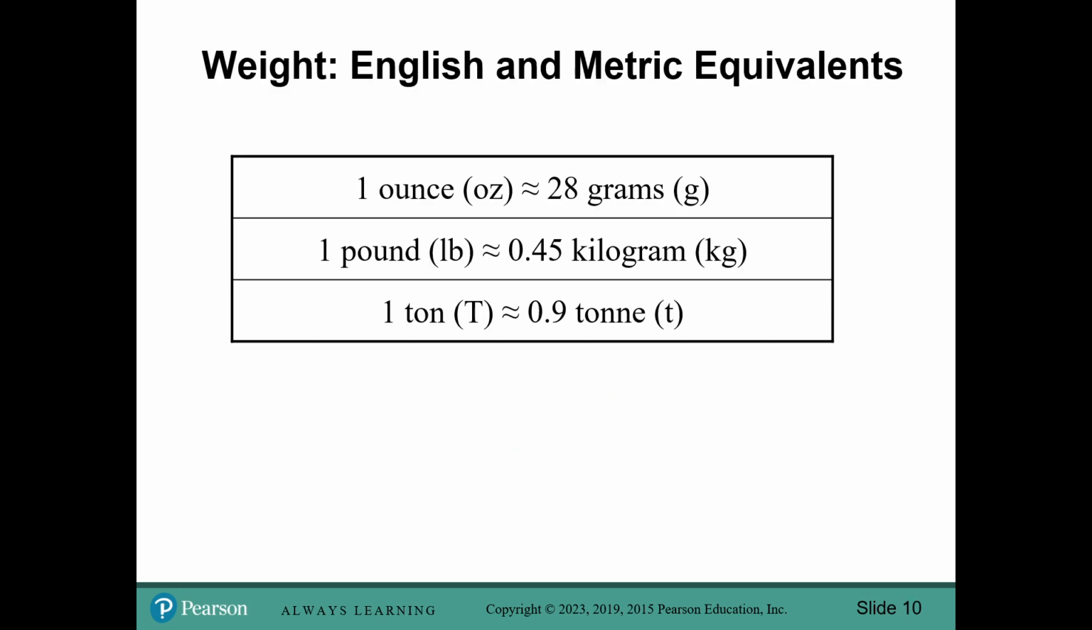Okay. Now, of course, we're going to look at our conversion from English to metric. So 1 ounce is the same thing as 28 grams. 1 pound is the same thing as 0.45 kilograms. And 1 ton is the same thing as 0.9 tonne, with an E, I guess. Tons in the English system is a capital T. The tonne for the metric system here is a lowercase t.